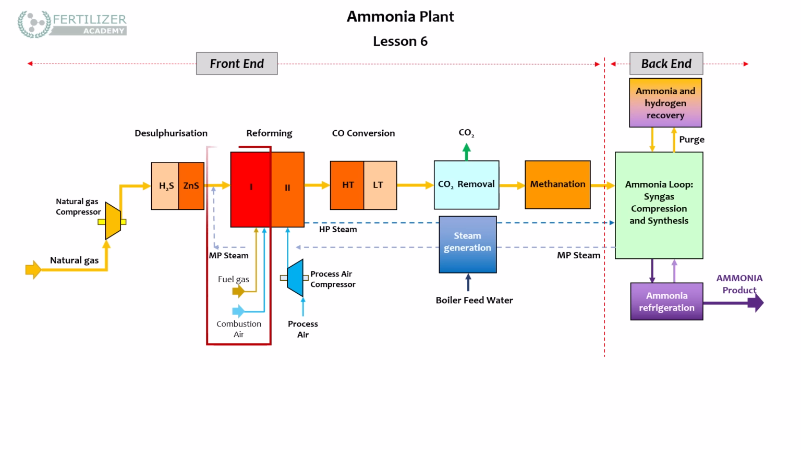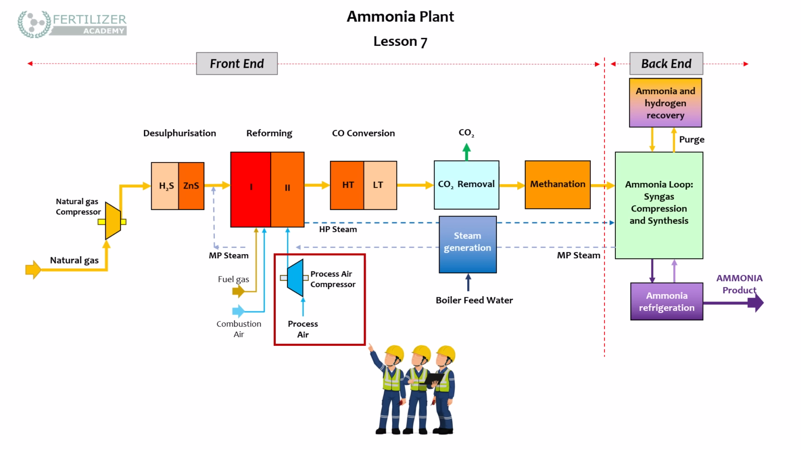Lesson 6. Steam reforming section. In this lesson, we move on to the steam reforming section. This is the central unit of the front end, where the hydrocarbons in natural gas are converted into hydrogen-rich synthesis gas.